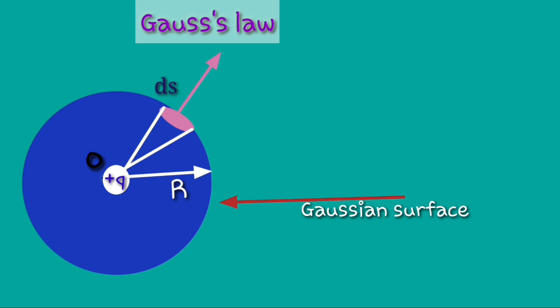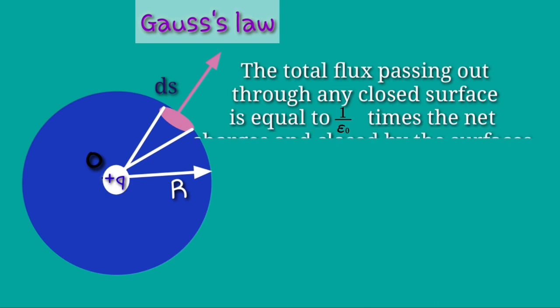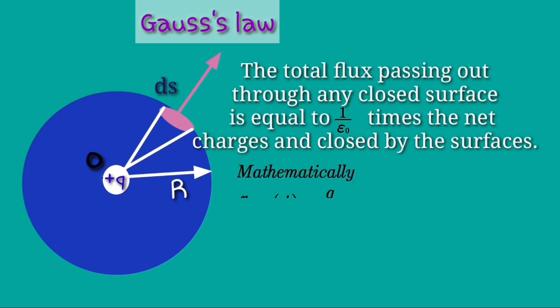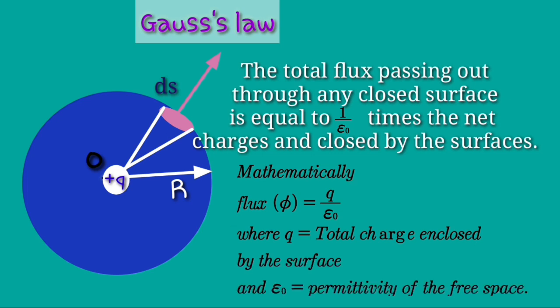Now the statement of Gauss law. According to this law, the total flux passing through any closed surface is equal to 1 by epsilon naught times the total charge enclosed by the surface. Mathematically, flux phi is equal to Q by epsilon naught, where Q is the total charge enclosed by the surface and epsilon naught is the permittivity of free space.